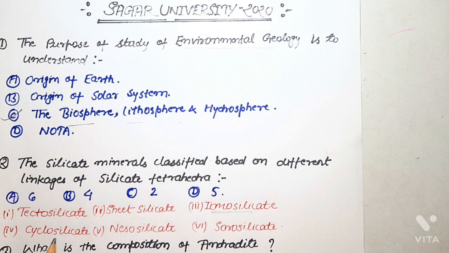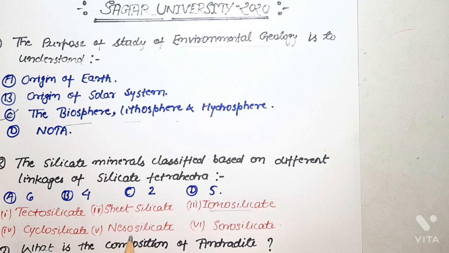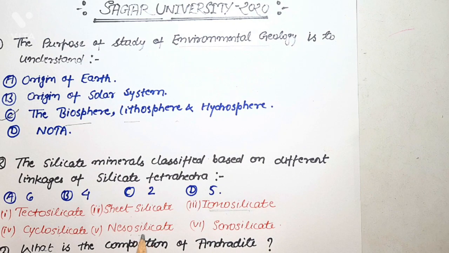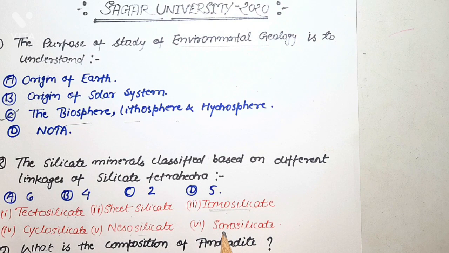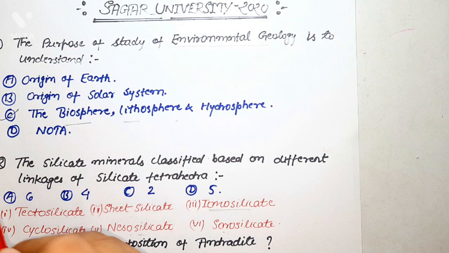Okay, next is cyclosilicate. These are also known as ring silicate and Si:O ratio is 1:3. Next is nesosilicate, in which Si:O ratio is 1:4. Olivine family comes under this. The example is olivine family. And next is sorosilicate, in which Si:O ratio is 2:7. So you can say there are 6 classes of silicate minerals: tectosilicate, phyllosilicate, inosilicate, cyclosilicate, nesosilicate and sorosilicate, on the basis of different linkages of silicate tetrahedra. So the correct answer of this question will be A.